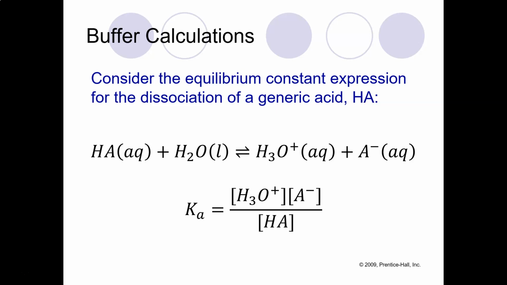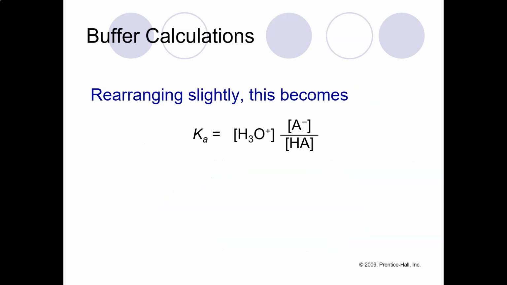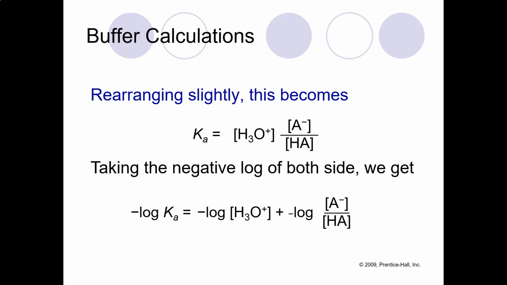I like that better. So what we're going to do is I'm going to take this equation, take the negative log of it, and turn it into something else. I rearranged it a little bit. All I did was pull the H3O plus out front, and then I'm going to take the negative log of everything. So I take the negative log of Ka, the negative log of H3O plus, and the negative log of A minus over HA.